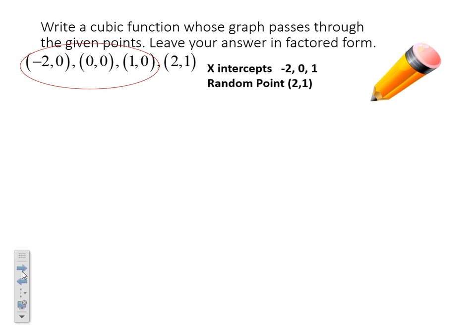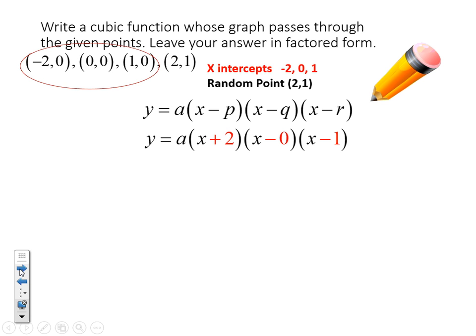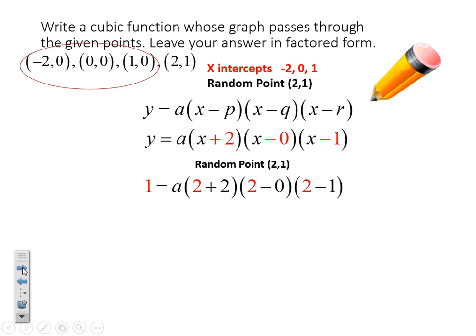And we just do the same thing we did on that last example. We'll start with the general formula, and in order to have these x-intercepts of -2, 0, and 1, we need factors of x plus 2, x minus 0, and x minus 1. Those are the 3 factors that I would solve to get these 3 solutions. After I plug that information in, then I plug in my random point, (2, 1). That's an x value of 2, a y value of 1. We'll plug those in where the x and y are, and then we figure out those parentheses.